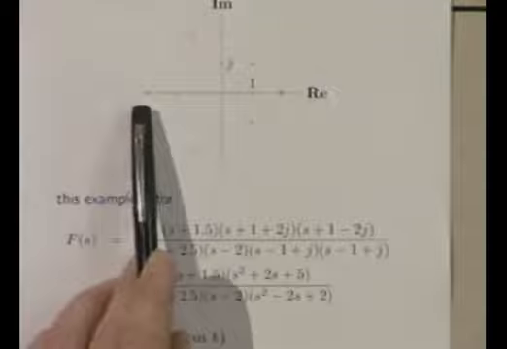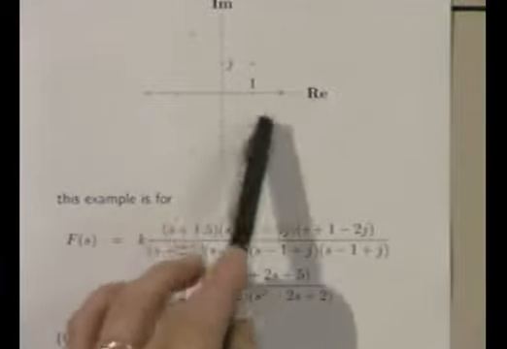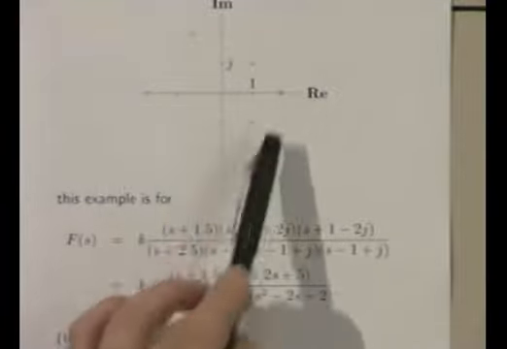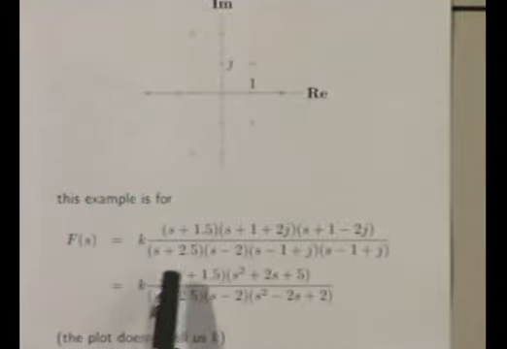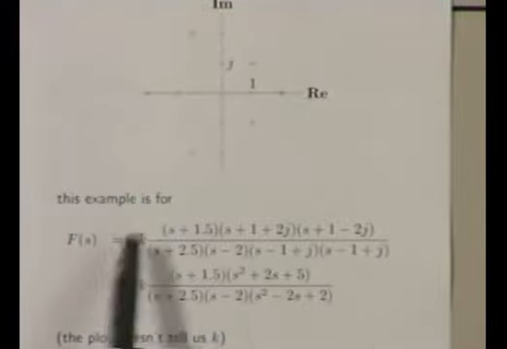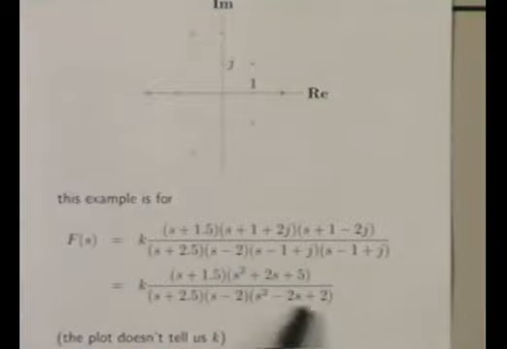Sorry, you know what? There's actually 4 poles. I'm sorry, I didn't see this one over here. There are 4 poles, and there's one at minus 2.5, and that shows up here. And you multiply it out. So this picture corresponds to this.